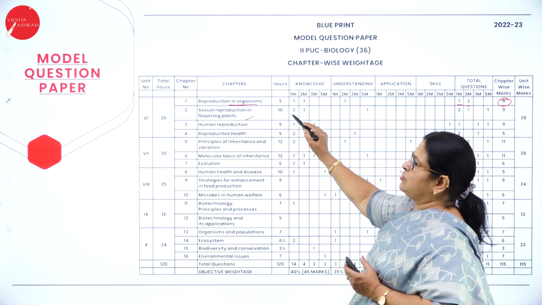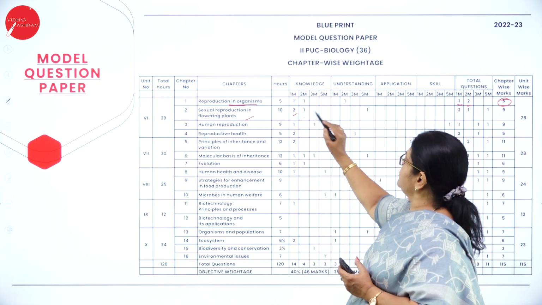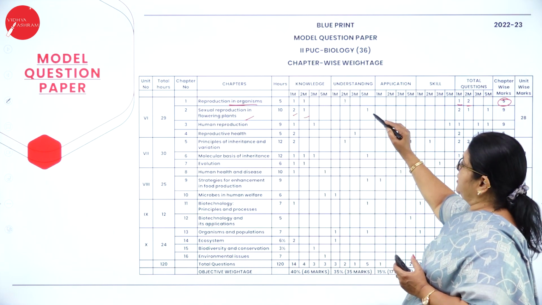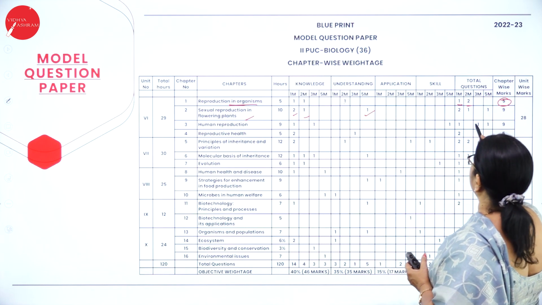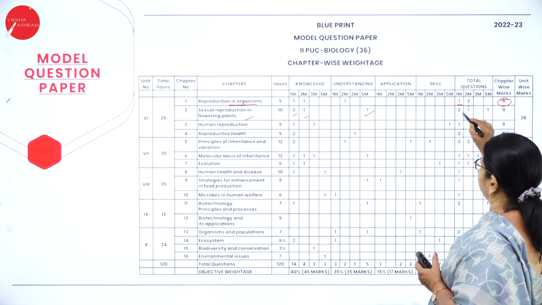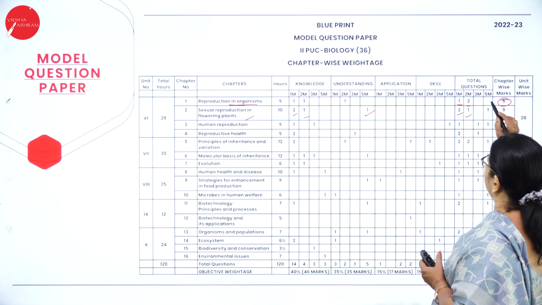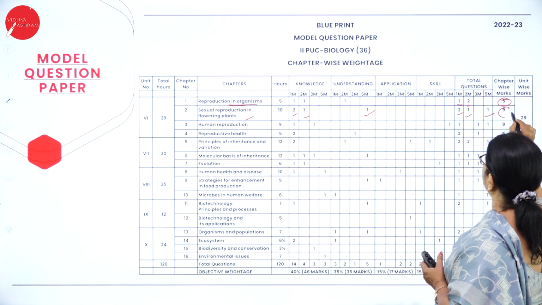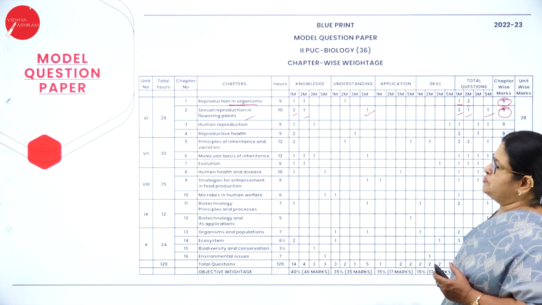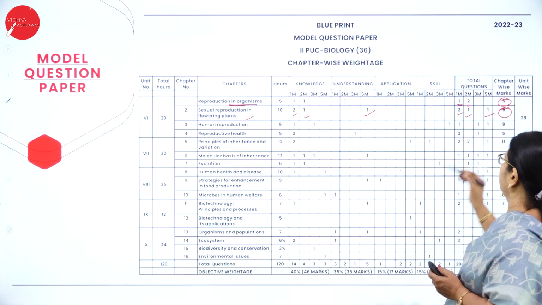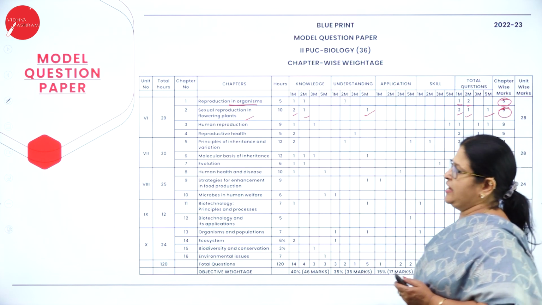Sexual reproduction in flowering plants. Knowledge based 1 marker question 2, 2 marker question 1, understanding 5 marker question 1. So totally you have 1 marker question 2, 2 marker question 1 and 5 marker question 1. So totally the weightage of marks for this particular chapter called sexual reproduction in flowering plants is 9.